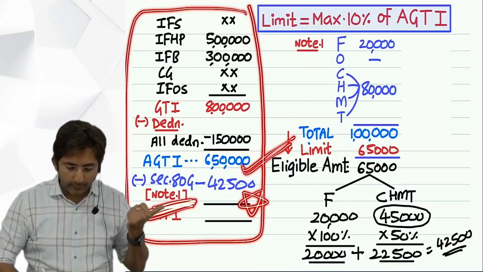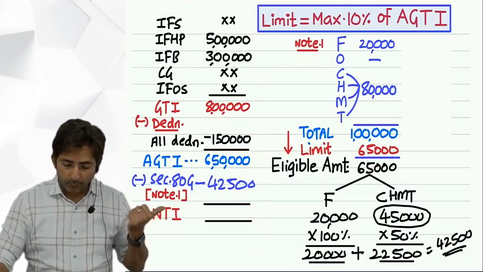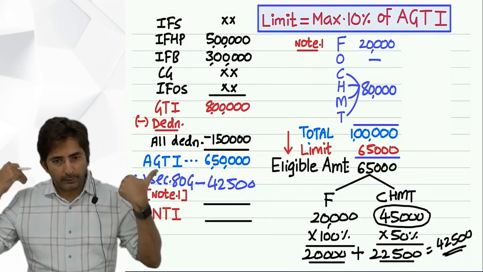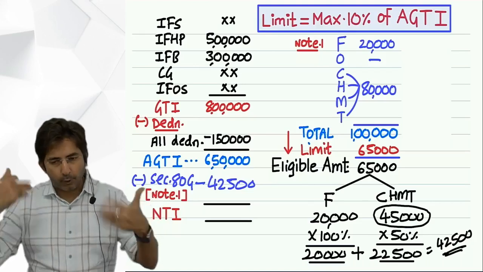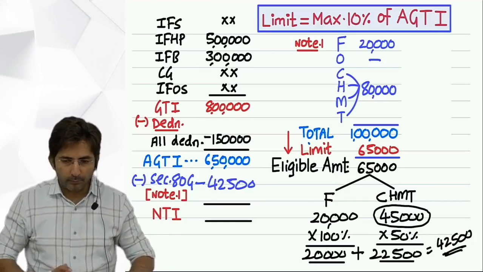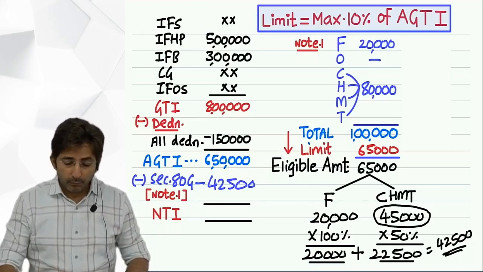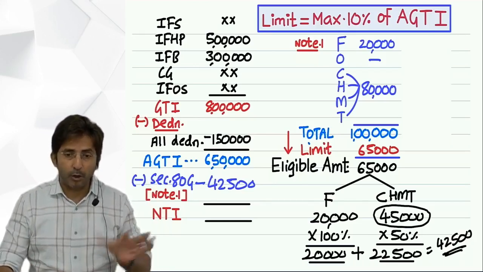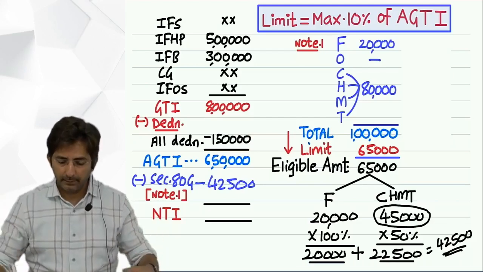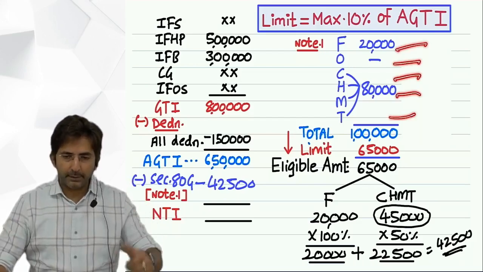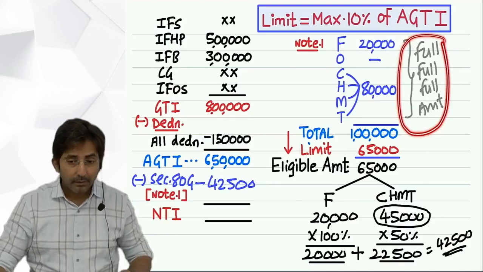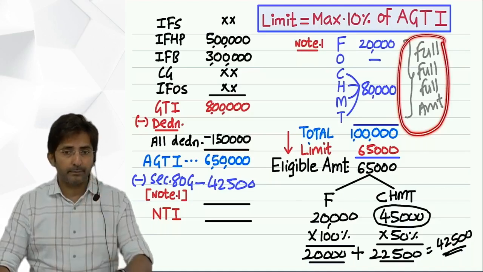Can you see note 1? And this is note 1. In short, you will always have to prepare a working note, and by the format of the note only. By the format. First what will you do? Make the list of all donations which are from FOCHMT. Make a list, and in the list, the full amount you have to take.